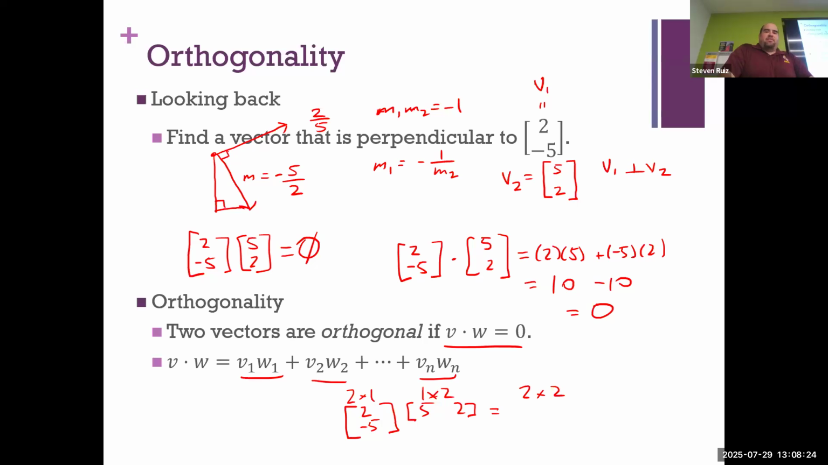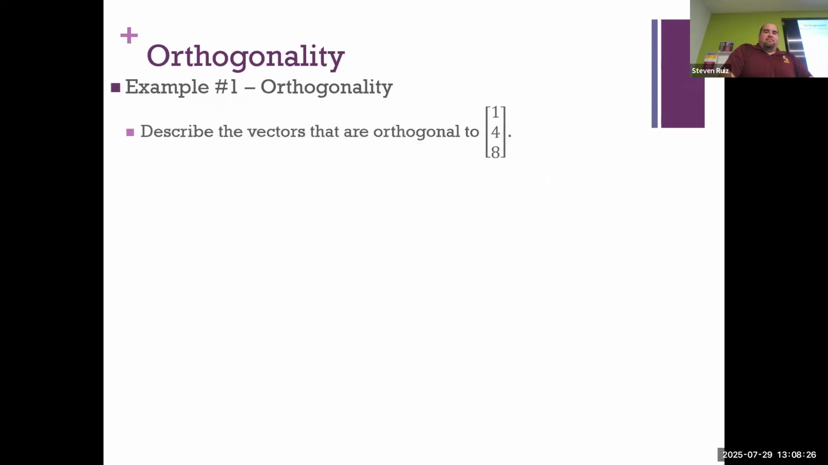Okay, so we're going to use this to do a bunch of things, but let's talk about it first. I want to describe all the vectors that are orthogonal to this vector 1, 4, 8. These vectors are going to be totally generic, so I will just call them v equals x1, x2, x3. And I want to generalize or give some kind of description of all the vectors that are orthogonal to 1, 4, 8.